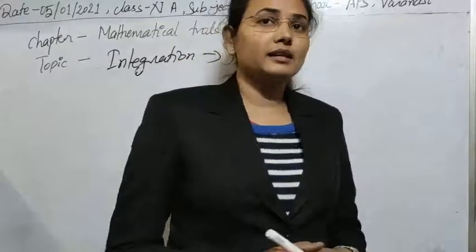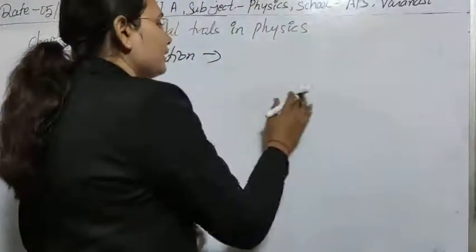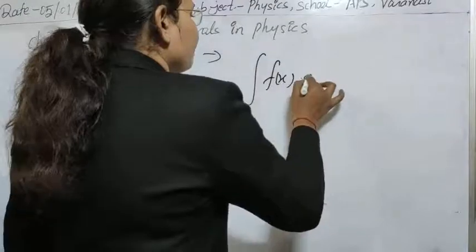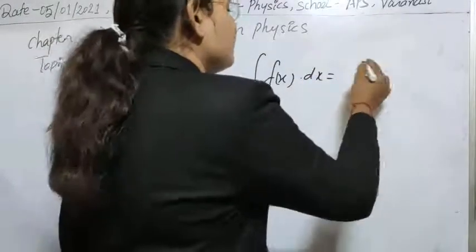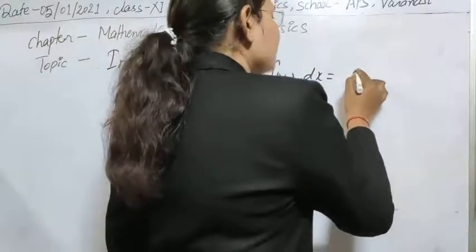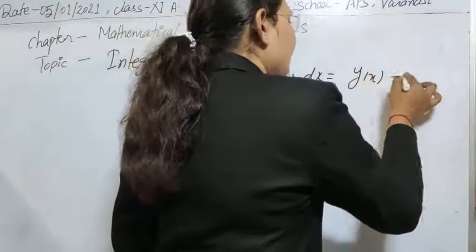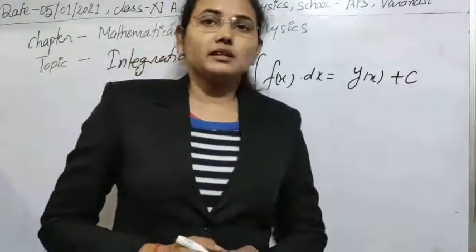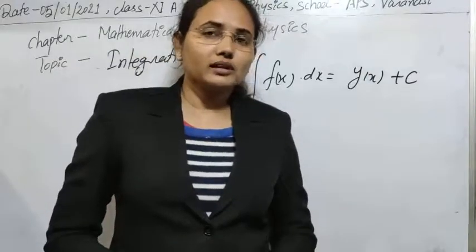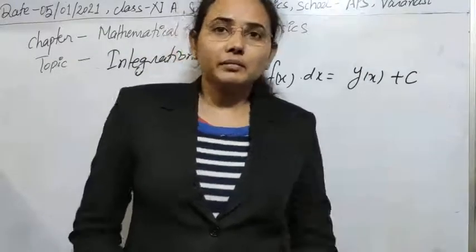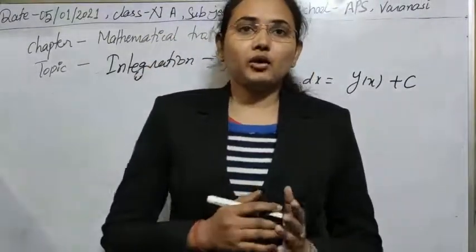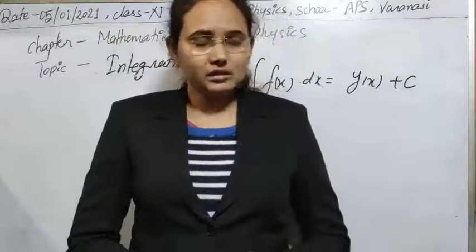One more thing is needed in this concept. If you integrate any function, then after integration you will get another function, suppose some y of x, and a constant. This constant is known as the integration constant, and you can easily determine it with the help of initial conditions or any boundary conditions attached to the system.